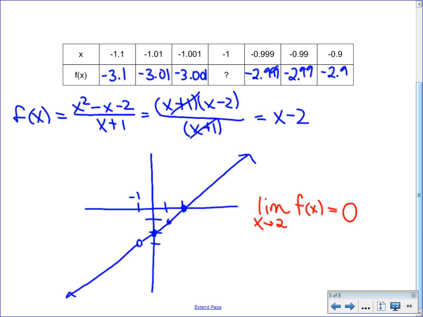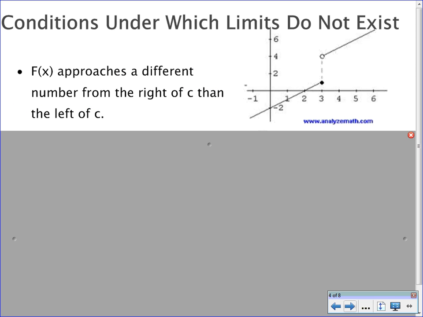Okay? Now, there are 3 times a limit does not exist. You need to know these 3 times. Okay? Now, I've been emphasizing we're coming from both sides, right? Okay. If you evaluate a limit where the right and the left side are approaching 2 different values, the limit does not exist. Like this picture right here.